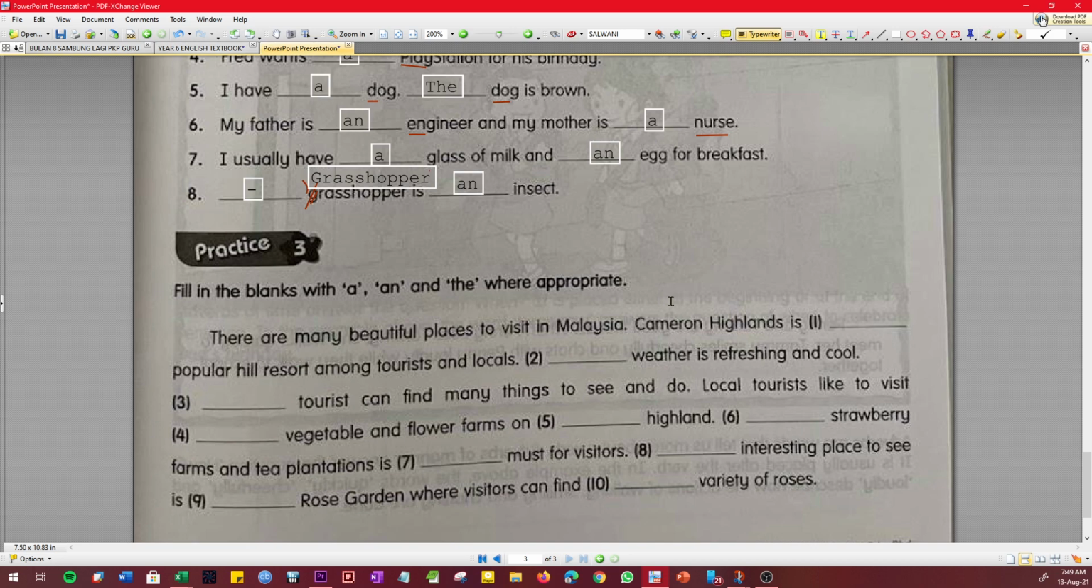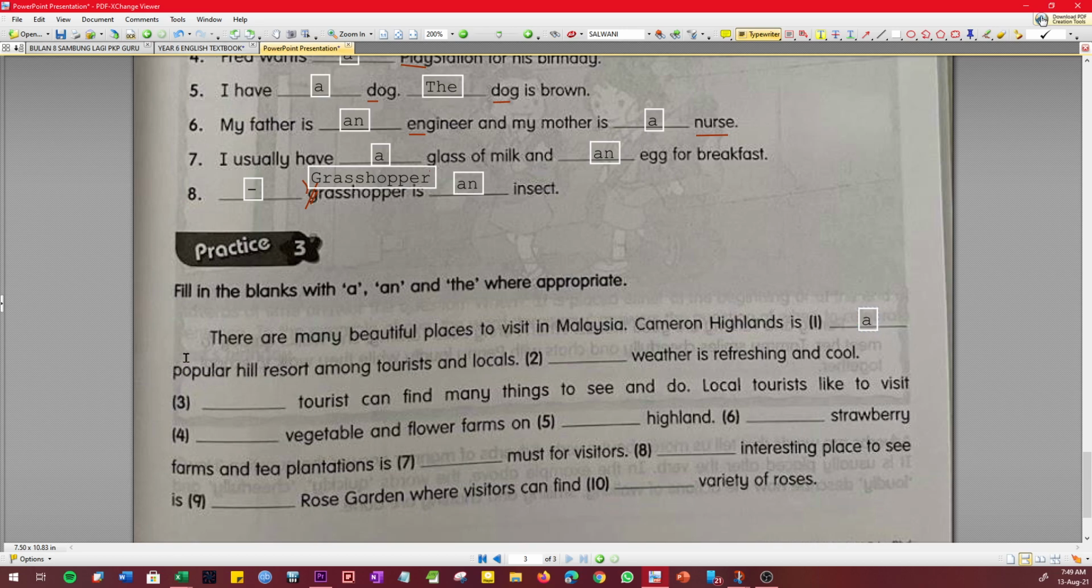Kau fikirkan dalam bahasa Melayu. Cameron Highland adalah, kamu guna letak apa? Satu kan? So kalau letak satu, ke the? Cameron Highland is a popular hill resort among tourists and locals.